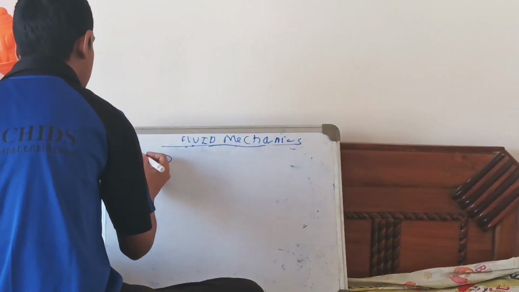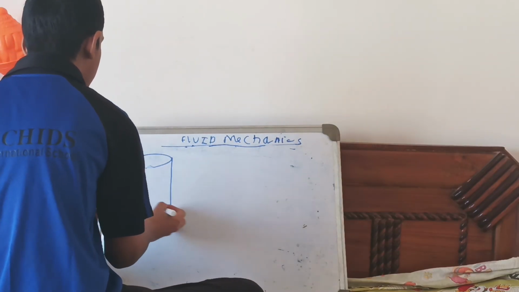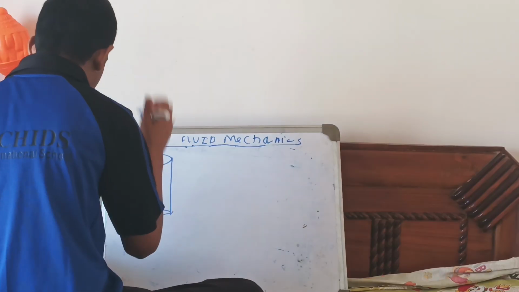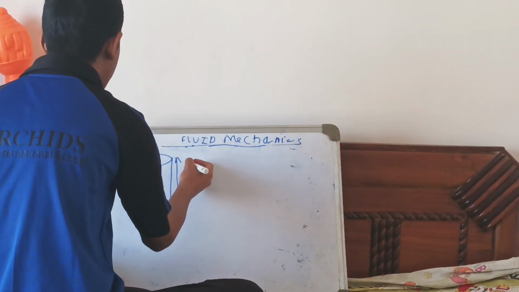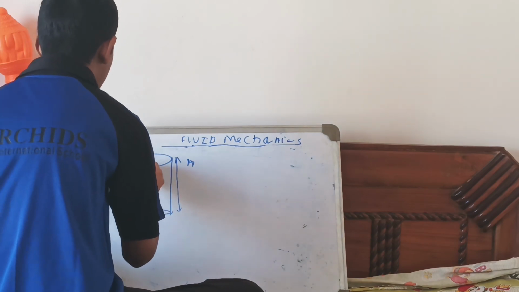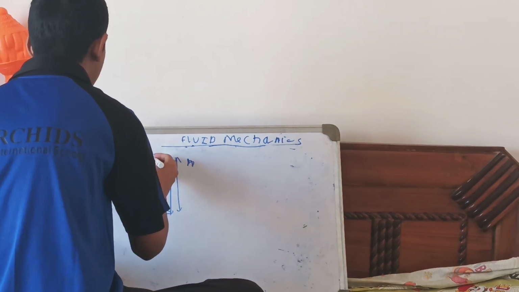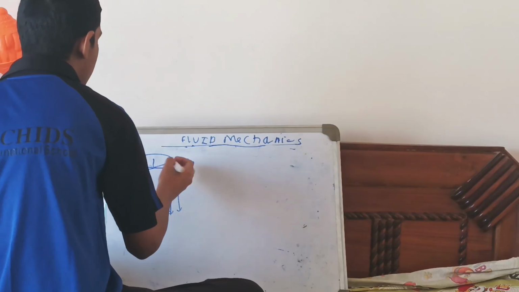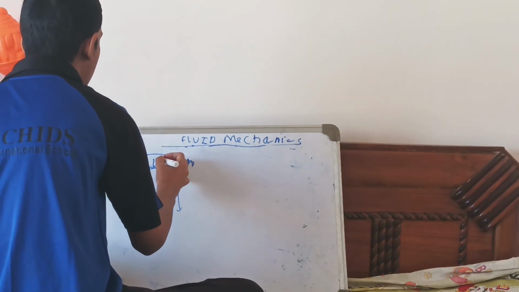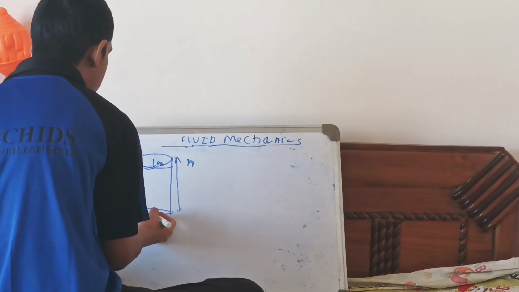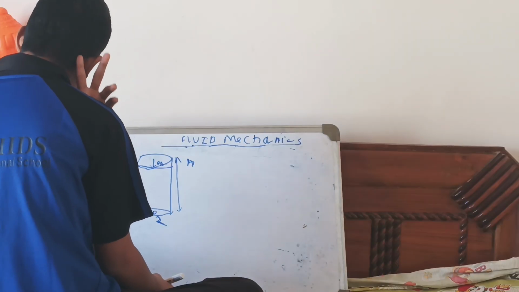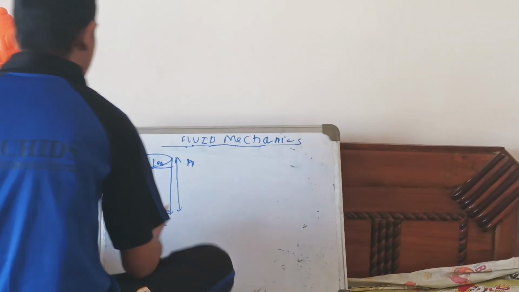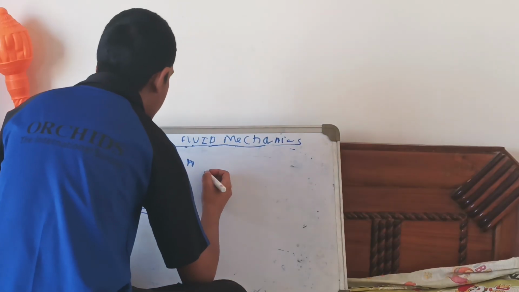Now suppose we take a cylinder of height h, and any fluid, for example water, is filled fully, and the pressure at this point is P1, pressure at this point is P2.